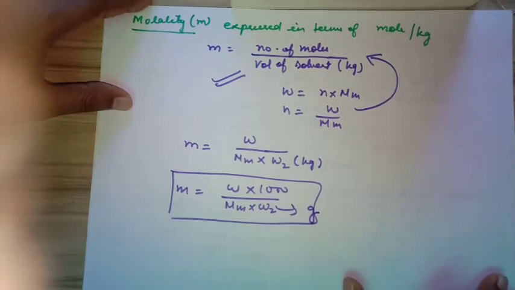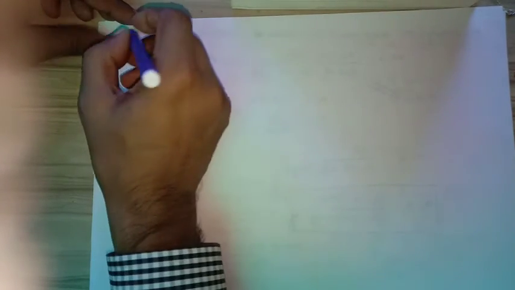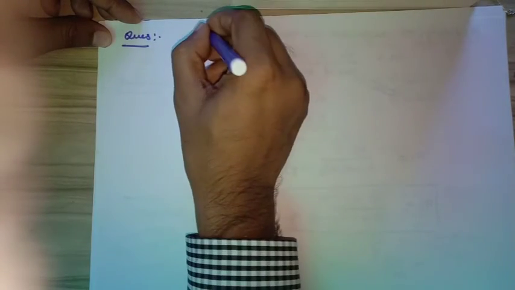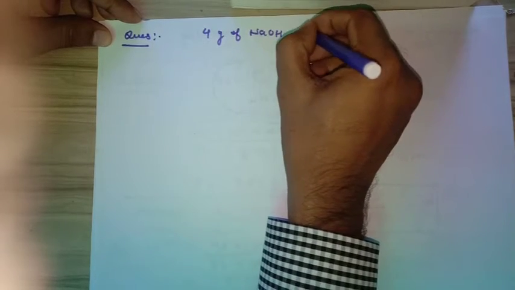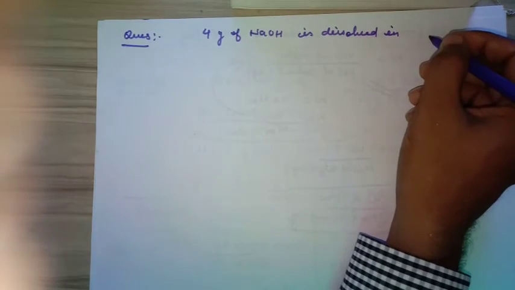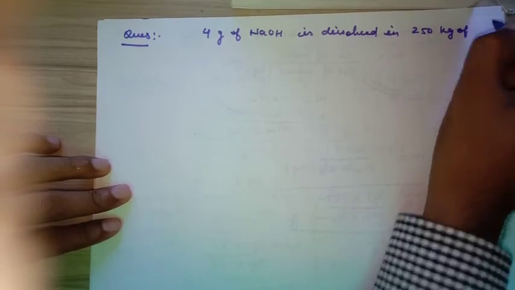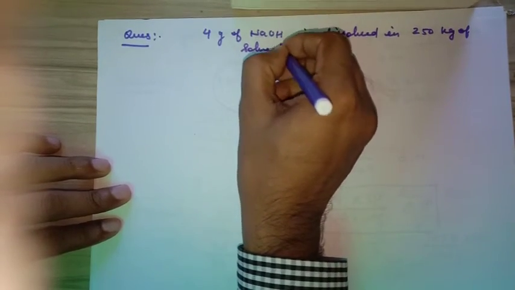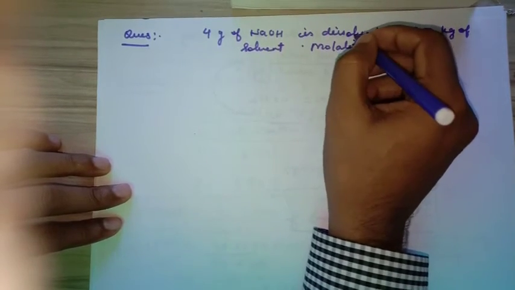Now let's take a question. Suppose 4 gram of NaOH is dissolved in 250 kg of solvent. So find molality.